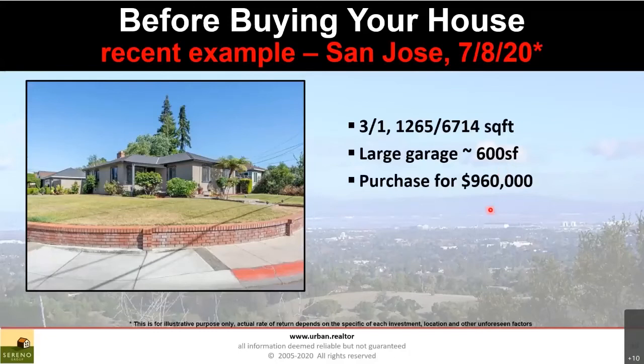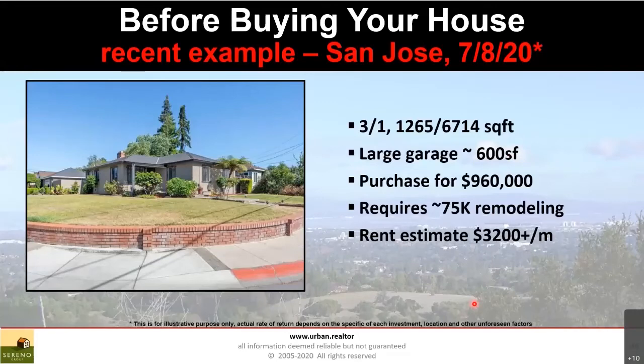Purchase price of $960,000, required $70K of improvement, estimated rent of $3,200 only on the main unit. I do believe that if we convert the garage, we can easily get somewhere between $1,100 to $1,300 on it. So these are examples of properties that we have purchased recently in this area.